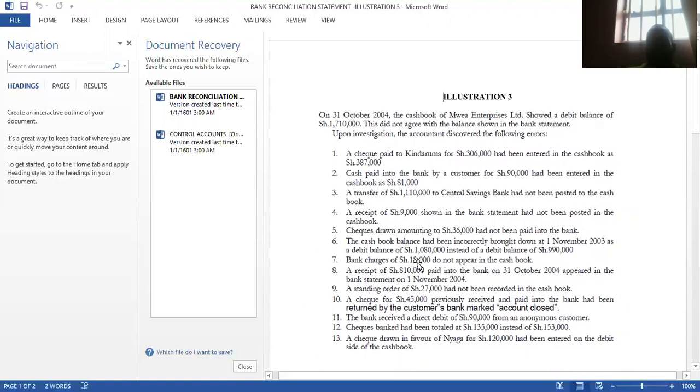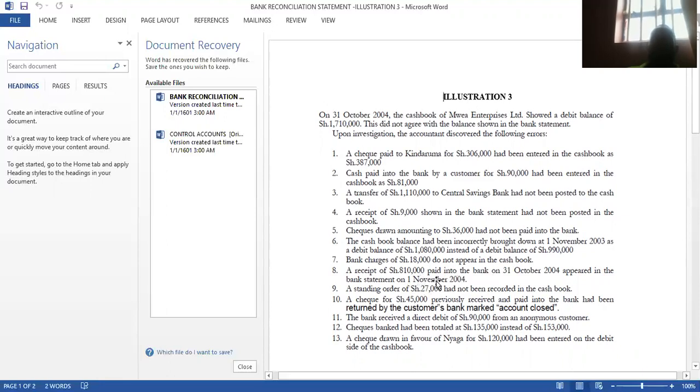It was actually 18,000. Error number 8 is a receipt of 10,000 paid into the bank that appeared in the bank statement on 1st November 2004. So there was a delay here. It was received and paid to the bank on this date, but it was reflected here. Remember this, by the time it was reflecting, the bank statement had already been prepared, because the bank statement was prepared on that 1st October. So by the time it was being reflected in our bank statement, it would be missing from that particular bank statement because the bank statement had already been printed.